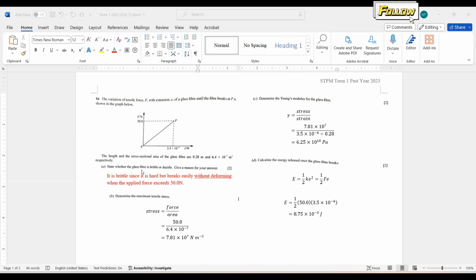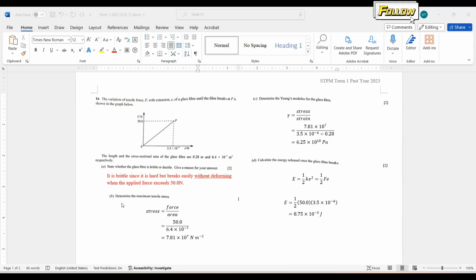State whether the glass fiber is brittle or ductile. Give a reason for your answer. So you need to understand the words brittle and ductile. Ductile usually refers to a metal that is deformed when force is applied. So the glass fiber will be brittle since it is hard, but breaks easily without deforming when the applied force exceeds 50 Newton. If you refer to the graph for a metal, there will be some deformation before it breaks. So the glass fiber is brittle in this case.